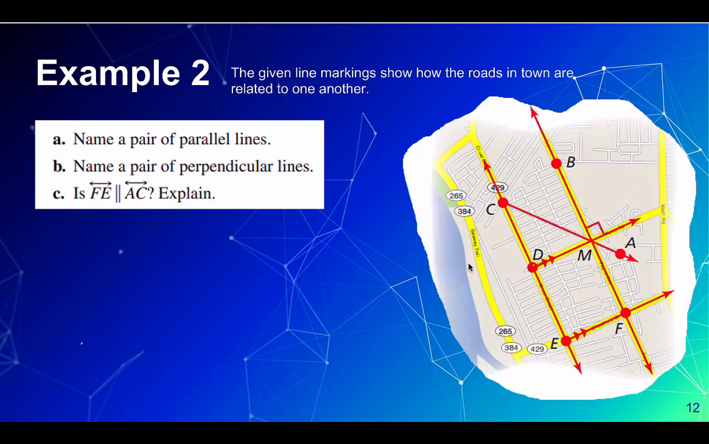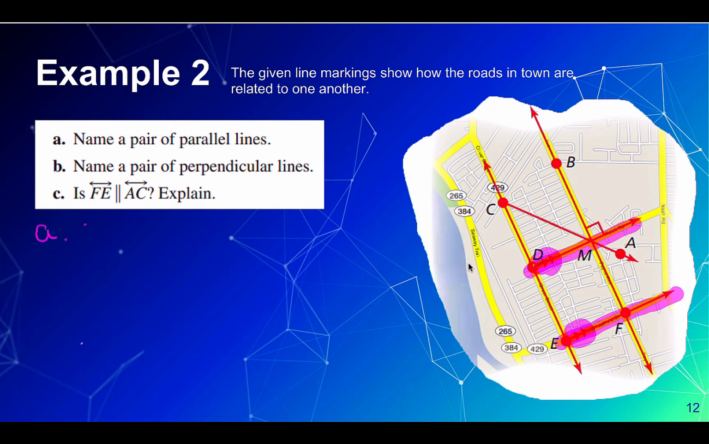Example 2 says, the given line markings show how the roads in town are related to one another. A. Name a pair of parallel lines. Parallel lines are in the same plane and they never intersect. So right now, I can see these double arrows. That's telling me that line DM and EF are parallel. So I have my answer right there.